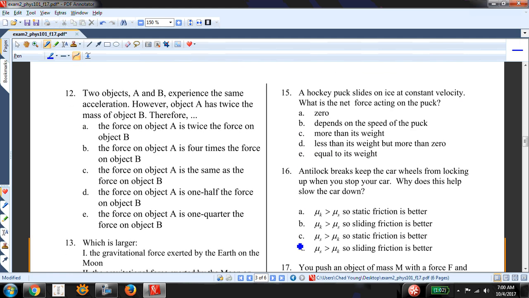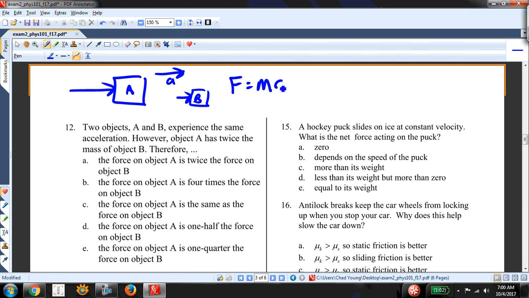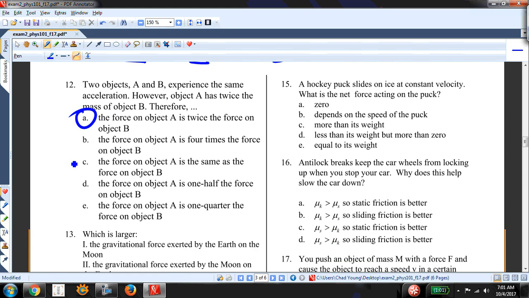Two objects A and B experience the same acceleration. However, object A has twice the mass of object B. However, they both accelerate at the same rate. You know what? You're going to need twice the force on object A than you will on object B because F is equal to m times a. They both accelerate at the same rate, but the mass is bigger for object A, so the force has to be bigger by the same amount. So the force on object A is twice the force on object B.